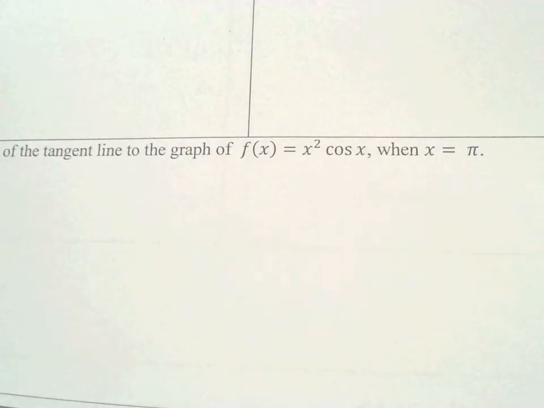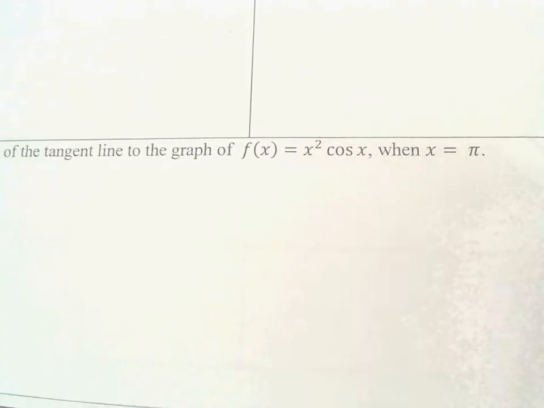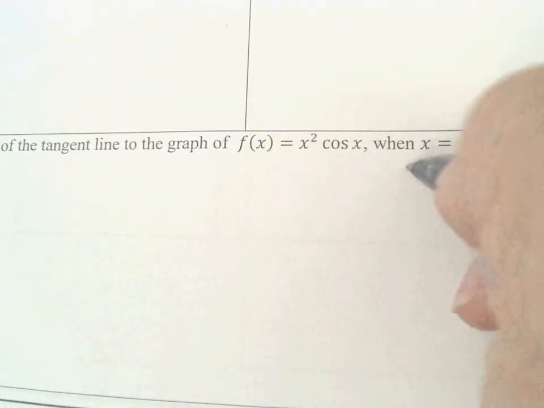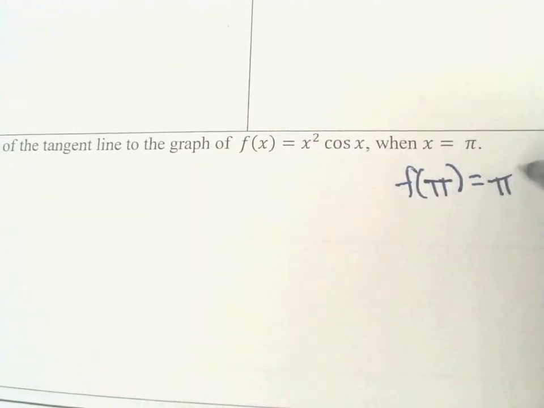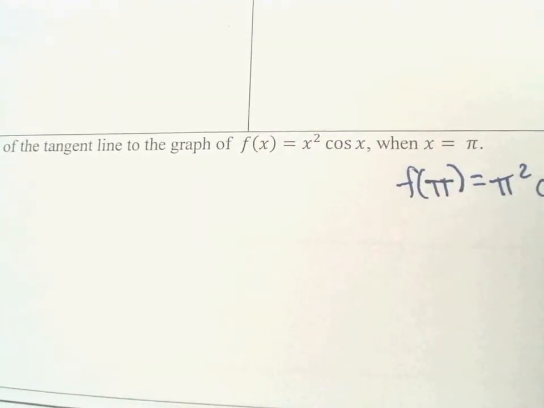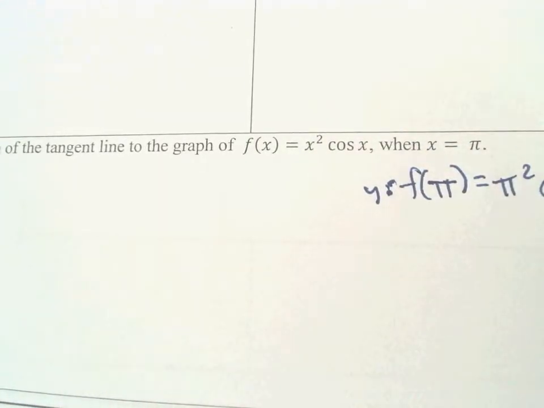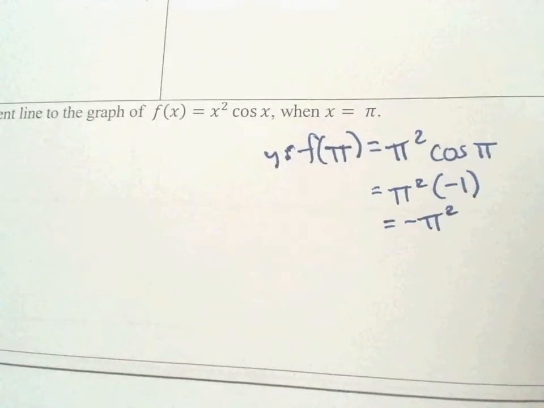So you need 3 things when you're finding the equation of a tangent line. What are those 3 things? Y and x and slope. Okay, so x is pi. What is the function notation for y? What am I going to find? F of pi. F of pi, beautiful. F of pi is pi squared times the cosine of pi. All right, what is cosine of pi? So this is pi squared times negative 1, and so we're just going to call that negative pi squared. So that's my y value.